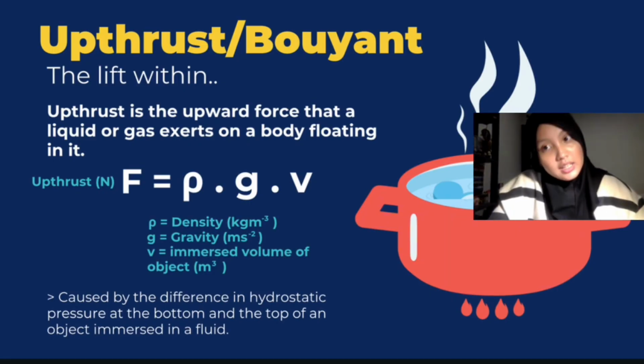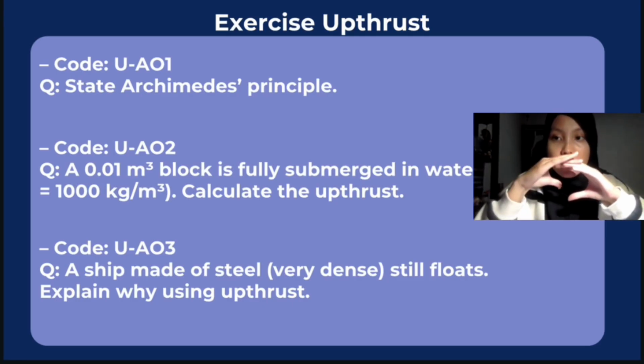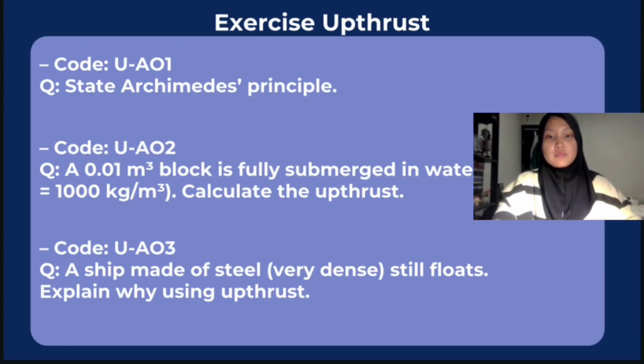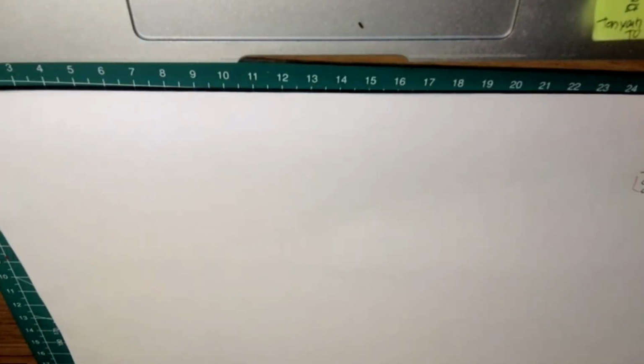That will be 9.81 times volume. Volume is specifically the immersed volume of the object. When you have a ping pong ball, the difference of the pressure at the top and at the bottom is what results in upthrust or buoyancy. The Archimedes principle states that the upthrust on an object equals the weight of the fluid displaced by the object.